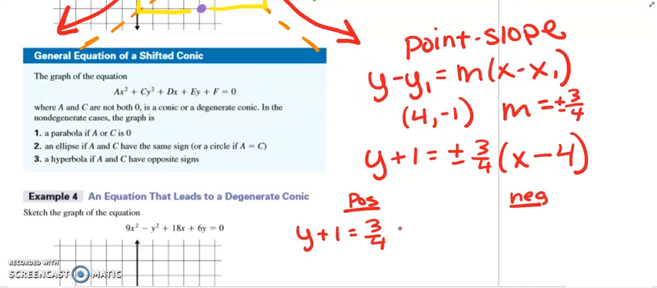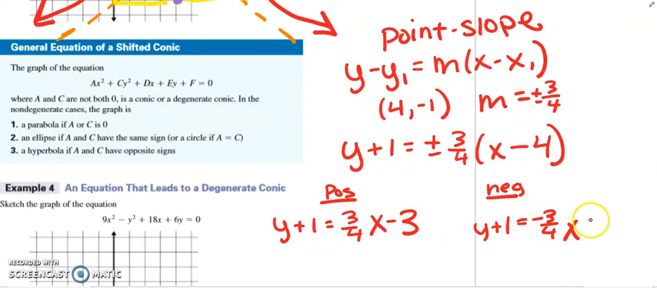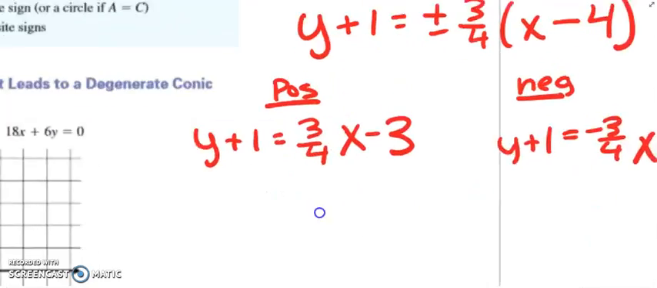What is a positive 3/4 times 4? Positive 3/4 times 4 is 3, and then we have that negative. And for the negative, we get negative 3/4 x. What's negative 3/4 times a negative 4? Yeah, so all that changed there was the sign.